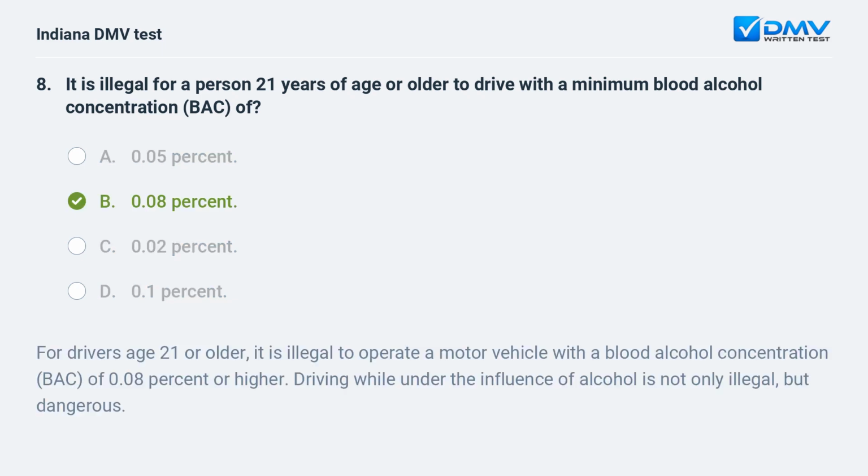B. 0.08%. For drivers age 21 or older, it is illegal to operate a motor vehicle with a blood alcohol concentration (BAC) of 0.08% or higher. Driving while under the influence of alcohol is not only illegal, but dangerous.